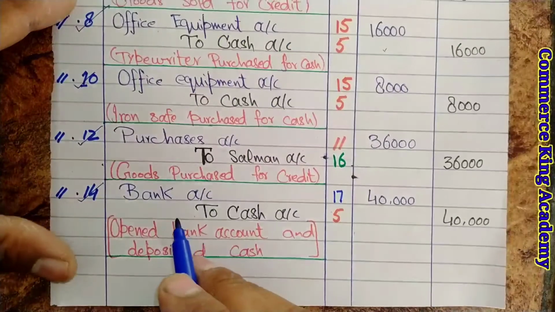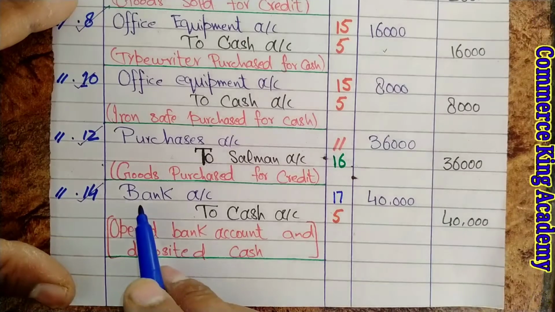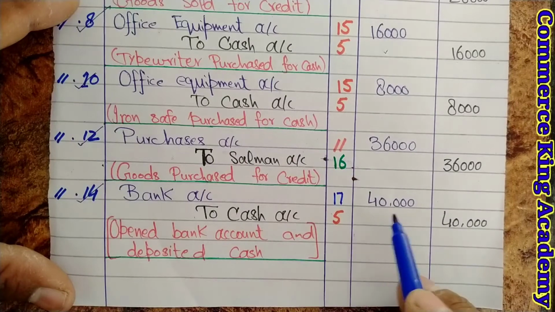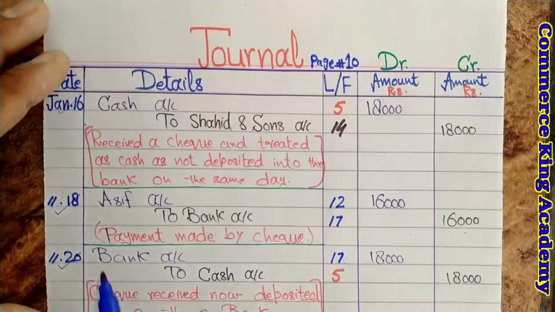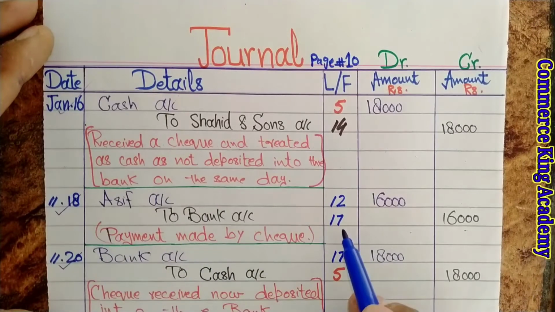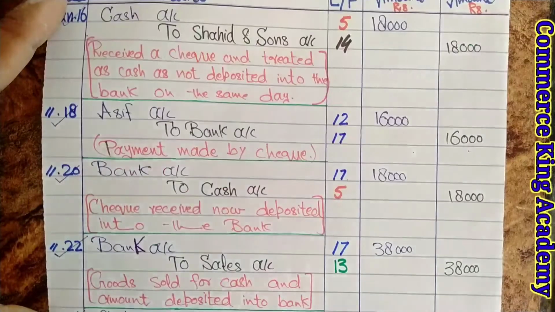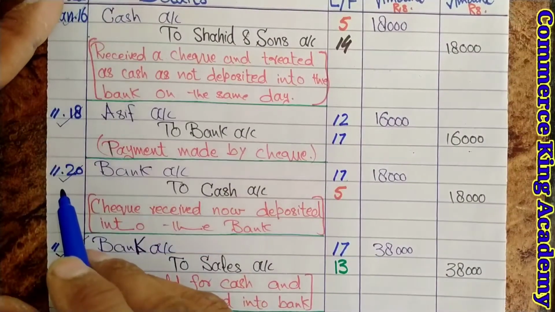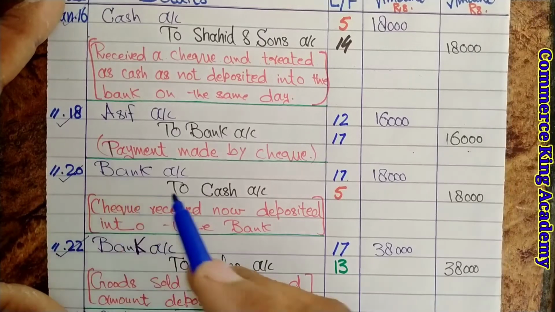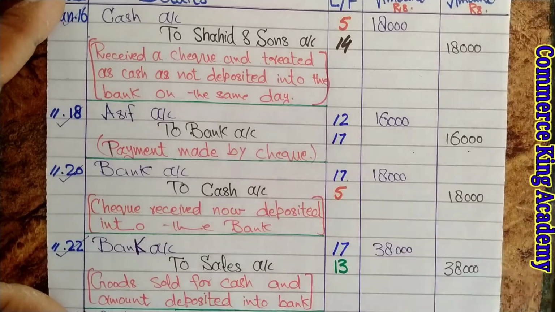Our next account is bank account, with ledger folio number 17. Bank account is credited on Jan 14 by cash account amounting to 40,000 rupees. After that, on Jan 18th, bank account is credited by Asif account with a ledger folio number, amounting to 16,000 rupees. After that, on Jan 20th, bank account is debited by cash account with ledger folio number 17, amounting to 18,000 rupees.